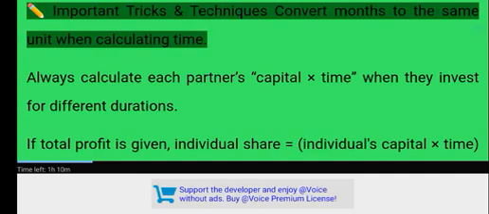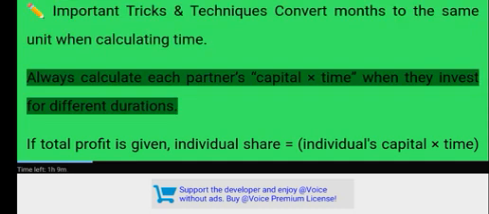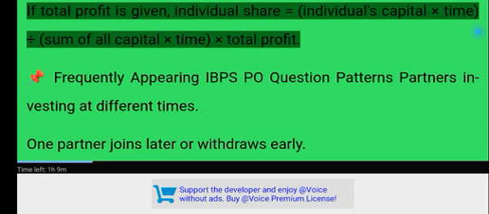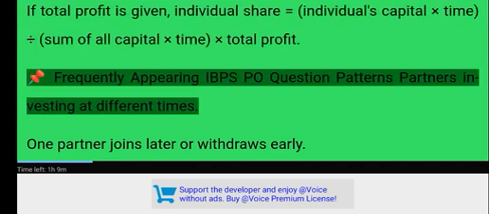Important tricks and techniques: convert months to the same unit when calculating time. Always calculate each partner's capital times time when they invest for different durations. If total profit is given, individual share equals individual's capital times time divided by the sum of all capital times time, times total profit.